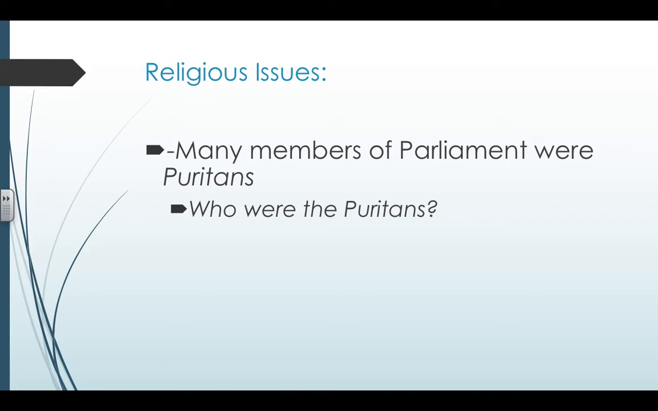Now, many members of Parliament were Puritans. Do you remember who the Puritans are? Hopefully right now you are thinking that they are the English Calvinists. The reason they are called Puritans is because they felt that the Anglican Church was too Catholic, that it allowed too many Catholic influences to remain. So they wanted to purify the Anglican Church of all those Catholic influences.